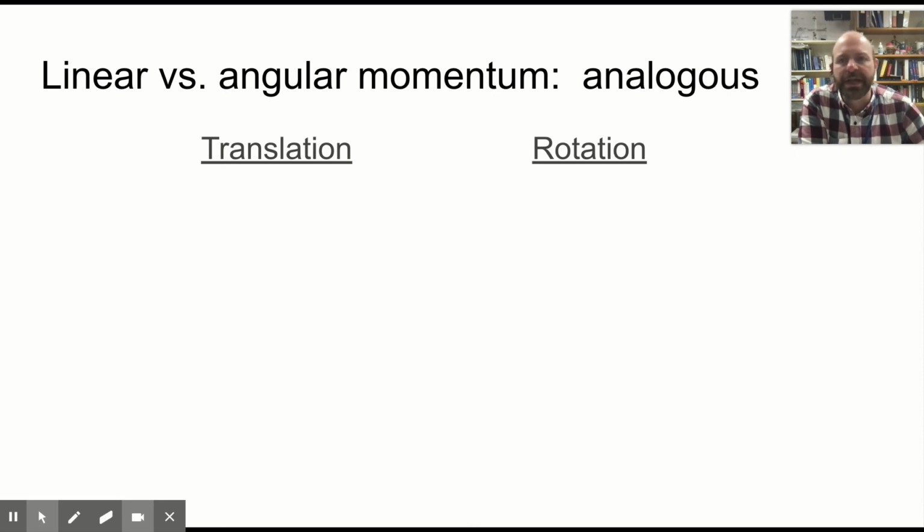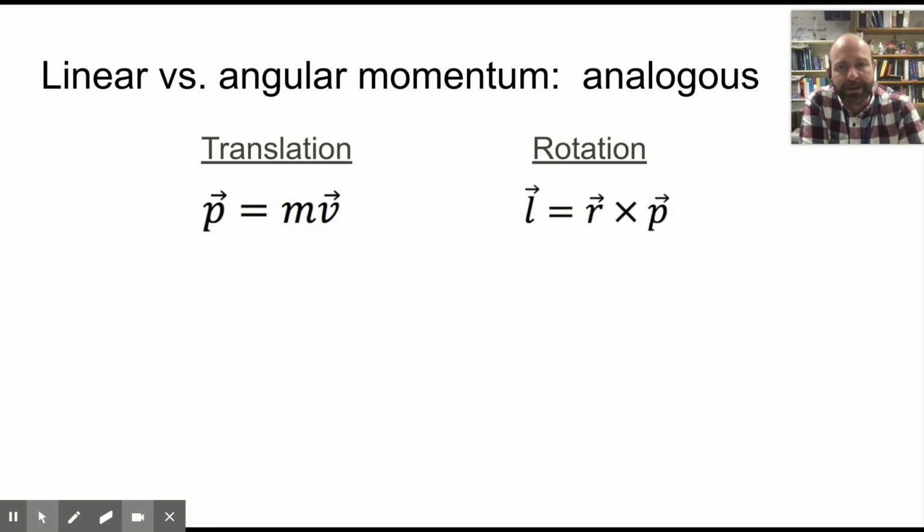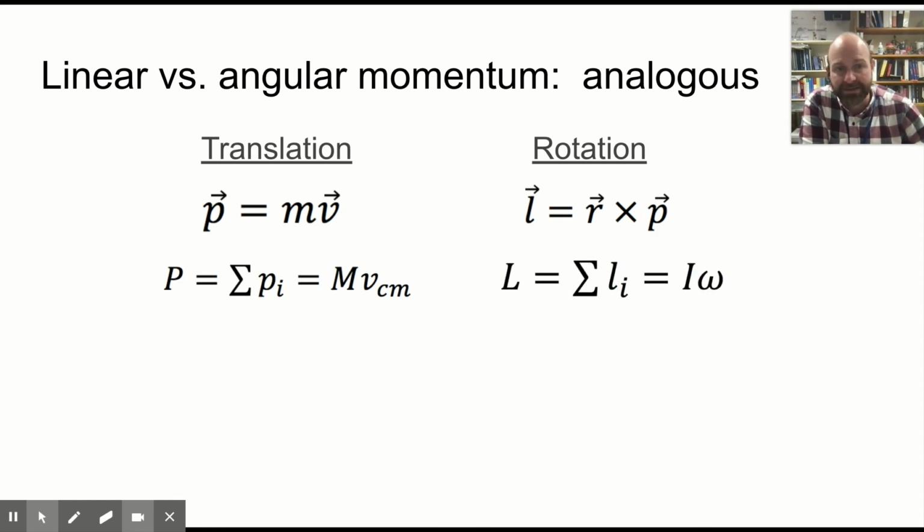So how does this compare to translational quantities? Well, in translational motion, we have linear momentum. In rotation, we have angular momentum, which you can get from the r cross p vector. The momentum of a system is the sum of all the little bits, and it's equal to the mass times the velocity of the center of mass. In angular momentum, if you sum up all the pieces, you get I omega. And again, I is the mass equivalent for rotation, and omega is angular velocity.